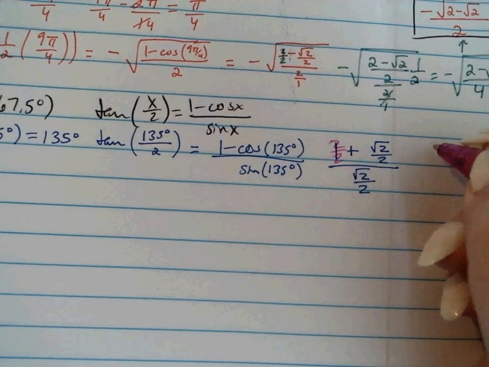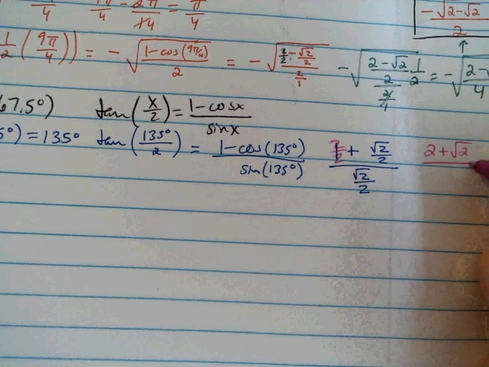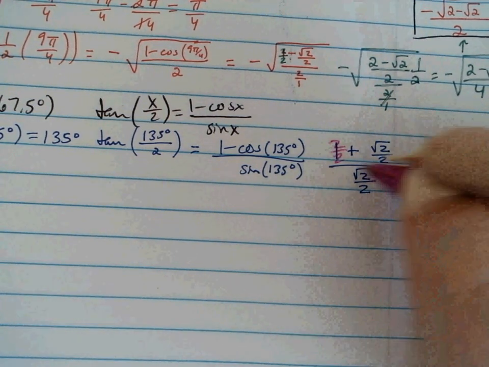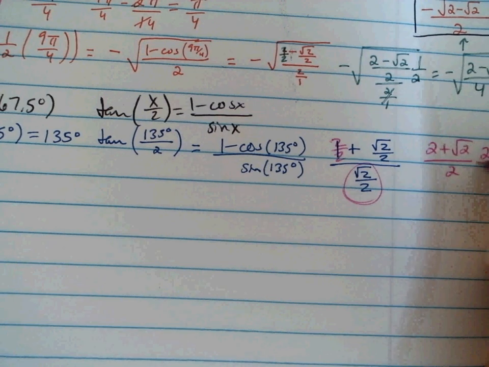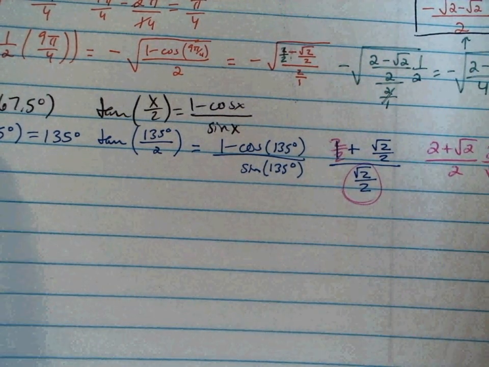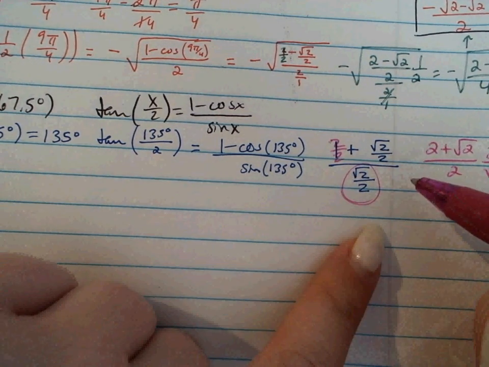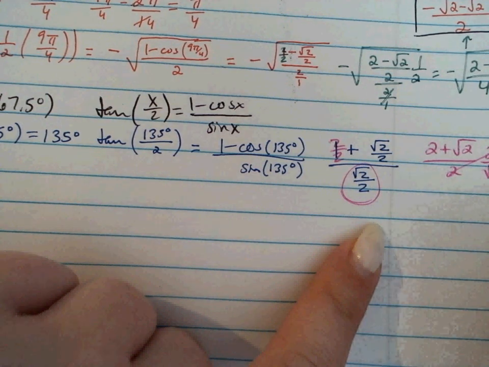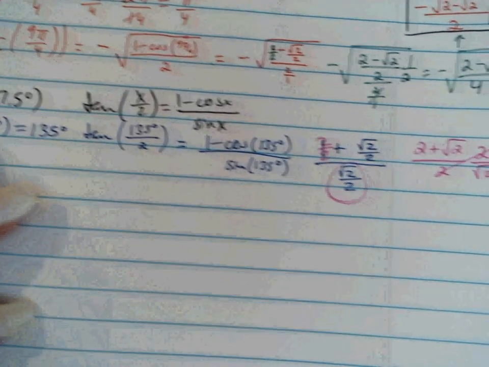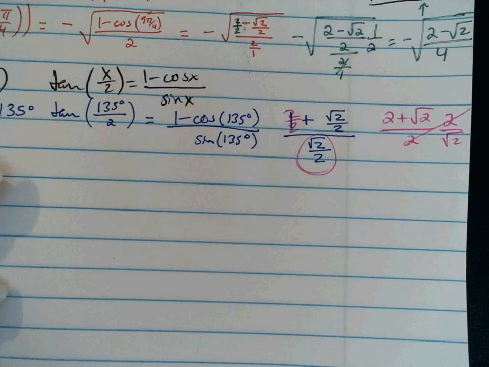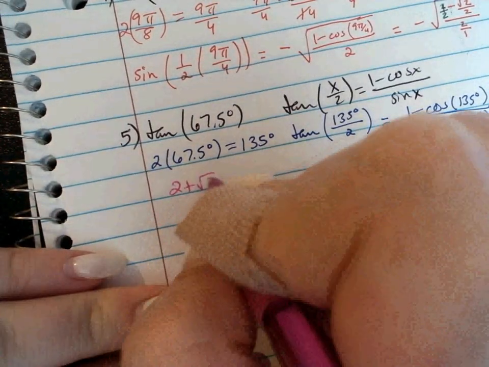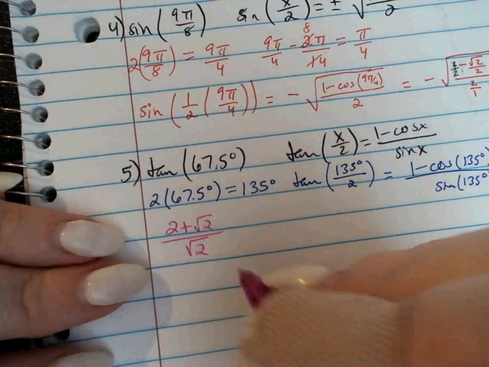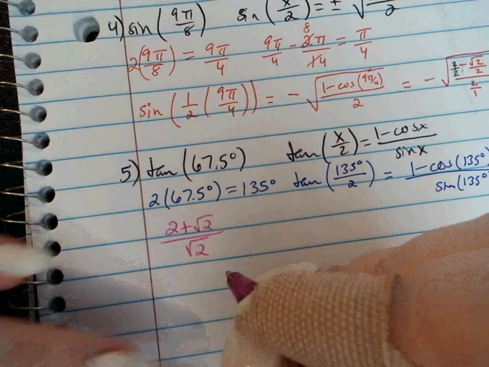So 2 over 2, my numerator becomes 2 plus the square root of 2 all over 2. Divided by the square root of 2 over 2 means multiply by 2 over the square root of 2. So those are going to simplify out, and I'm left with 2 plus the square root of 2 all over the square root of 2. Okay, so 2 plus the square root of 2 all divided by the square root of 2. Good. And then I'm going to go ahead and rationalize.